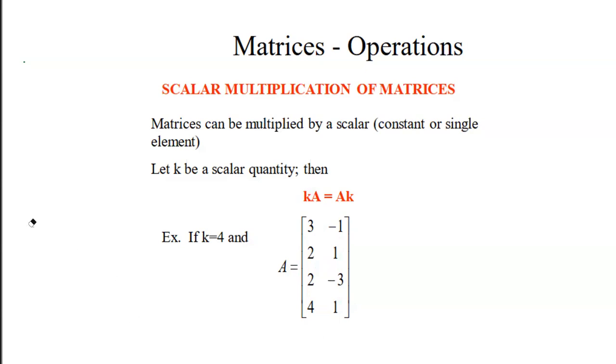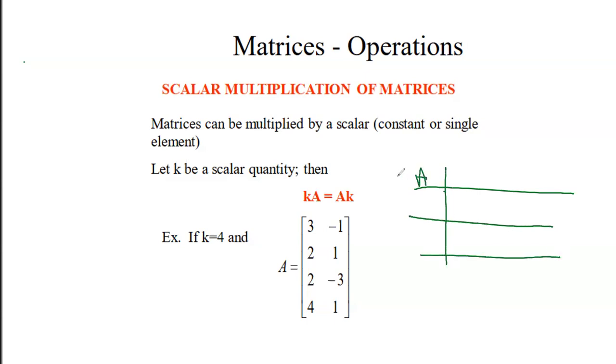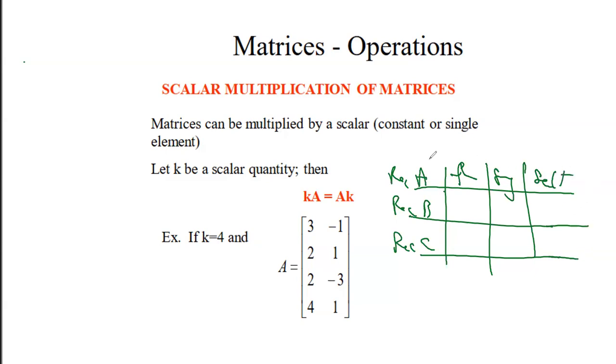I remember this from high school, the high school matrix thing. You have some recipes, let's say several recipes: recipe A, recipe B, recipe C. We'll have the ingredients here: flour, sugar, salt, and so on. And this recipe is for, let's say, 1 pound of cake.